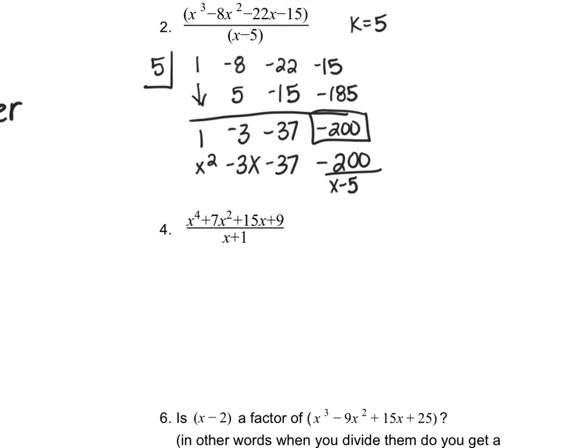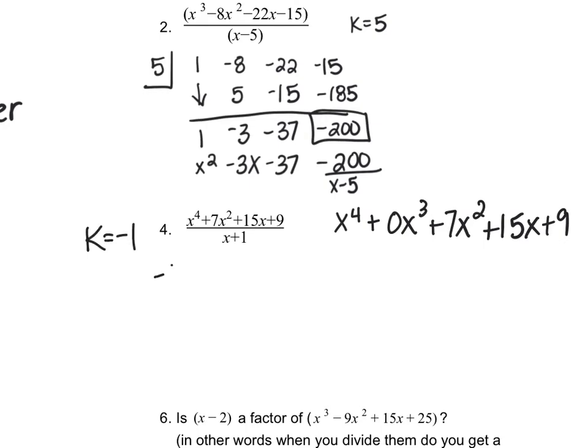All right, so when I'm looking at number 4, I have x to the 4th, then 7x squared, 15x plus 9, so we need a placeholder here. So we're missing that x cubed part, so this is going to be, so we have x to the 4th plus 0x cubed plus 7x squared plus 15x plus 9. So when we look at this, we should figure out that our k value is going to be negative 1. So negative 1, and then my coefficients are 1, 0, 7, 15, and 9.